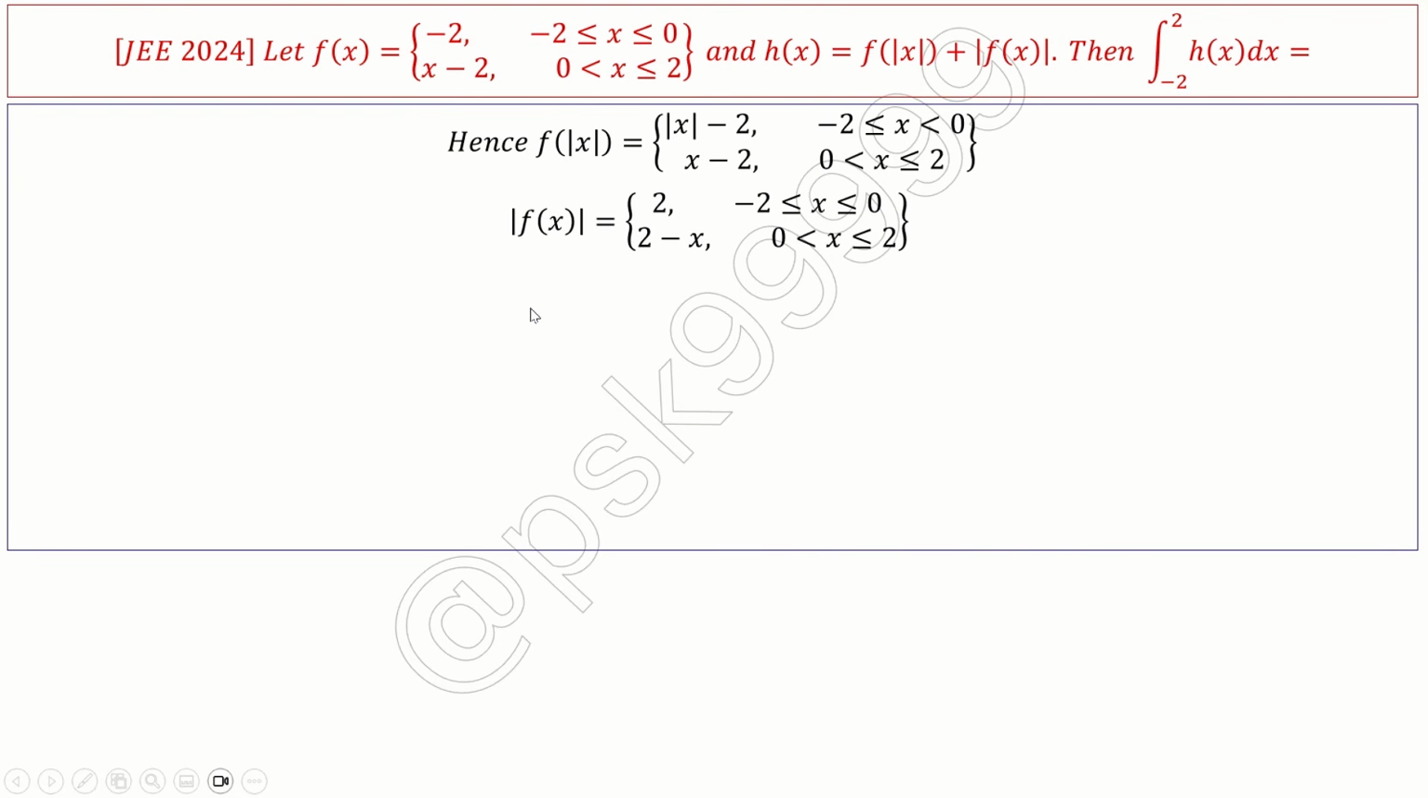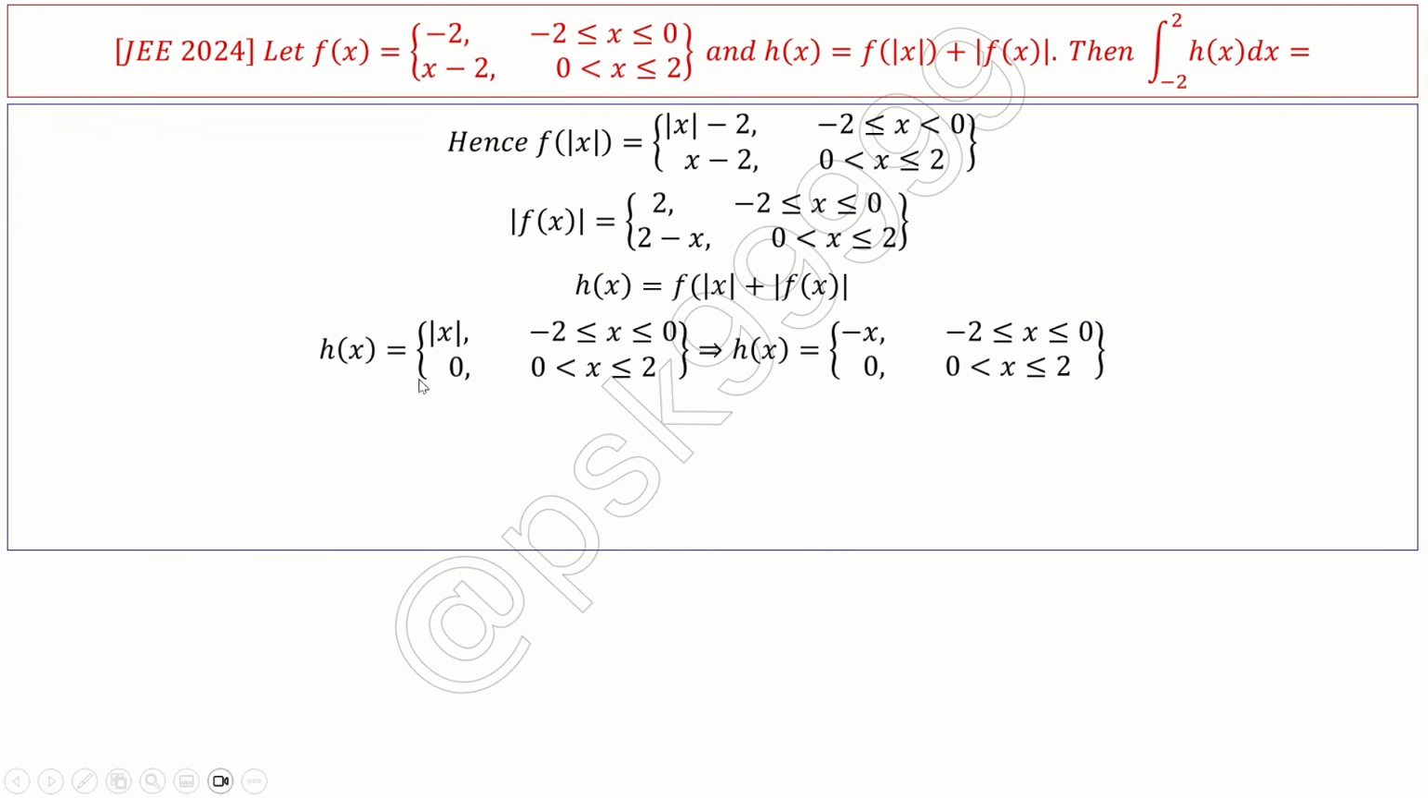Now sum of these two, h of x. Correct? So my h of x is f of absolute x plus absolute f of x. If I add both of them, the same limits, right? If I add these two, absolute x minus 2 plus 2, which is absolute x, for x less than 0, and x minus 2 plus 2 minus x, which is 0. So 0 for x between 0 and 2. Correct? So my h of x is very simple, minus x, because absolute x for a negative value is minus x, for negative x, and 0 for positive x.